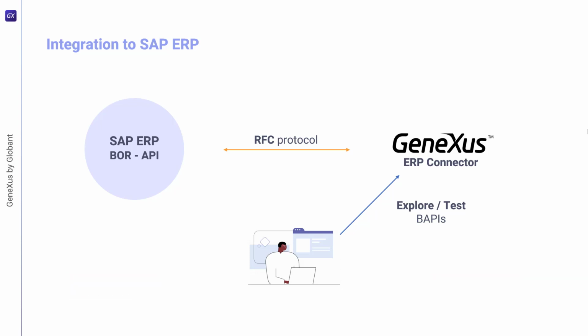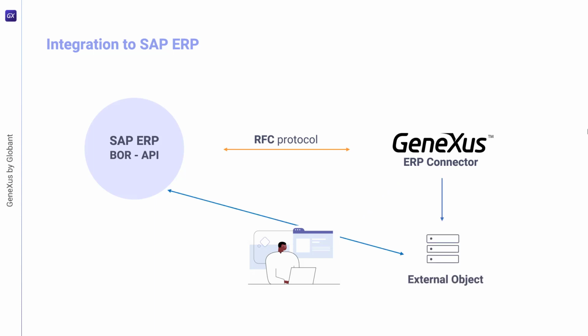Then, the Genexus developers choose from there the BAPIs they need for the part of the application being developed. Those BAPIs are imported into Genexus and presented as external Genexus objects, which will encapsulate the logic of the business object and all its methods, to be used from within Genexus.